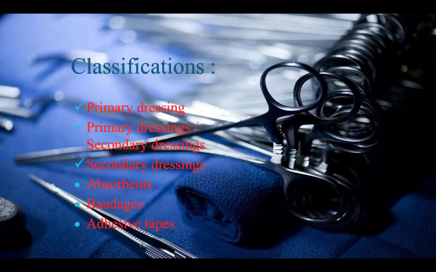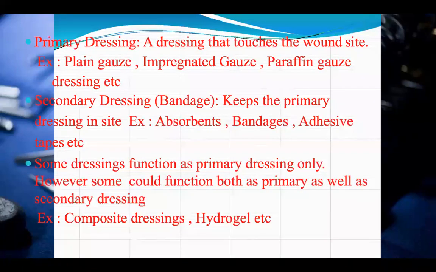Now, classification: there are primary dressings and secondary dressings. Secondary dressings include absorbents, bandages, adhesive tapes. The primary dressing is a dressing that touches the wound site, for example plain gauze, impregnated gauze, paraffin gauze dressing, etc. The secondary dressing keeps the primary dressing in place, for example absorbents, bandages, adhesive tapes, etc. Some dressings function as primary dressing only. However, some could function both as primary as well as secondary dressing. So there can be composite dressings and hydrogels.